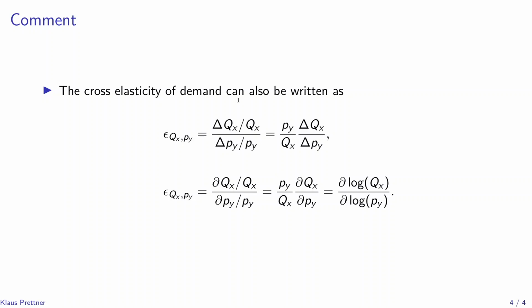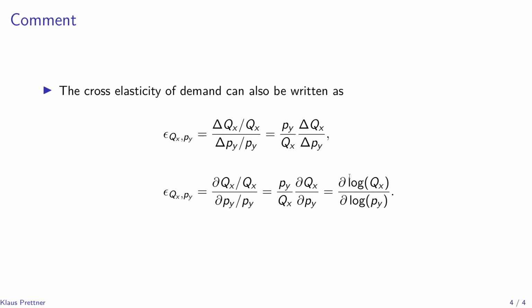Also, the cross elasticity of demand can be written differently to what we've seen before. So we can multiply out again here and get the price level of good y divided by the quantity of good x, multiplied by the change in the quantity divided by the change in the price. Or in the continuous case, you get the same expression here, the price over the quantity, and then the derivative of the quantity with respect to the price level. So that would be the elasticity.